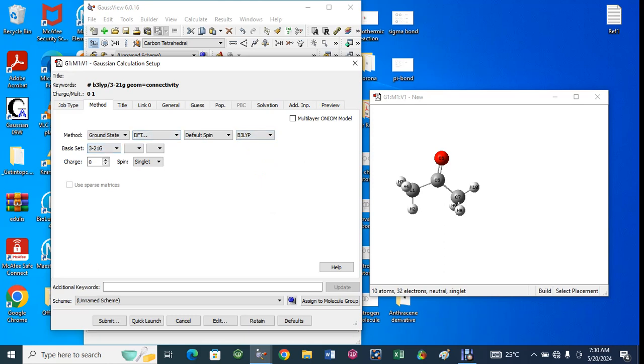Then basis set. What are basis sets? Basis sets are sets of electronic functions that we use to convert partial differential equations into ordinary algebraic expressions. We don't want to write out the integral signs and the differential signs related to the partial differential equations. We want to convert them into simple algebraic expressions. That is what we are talking about with the basis set.